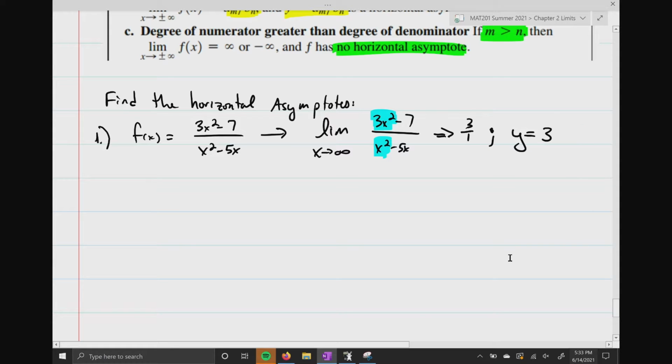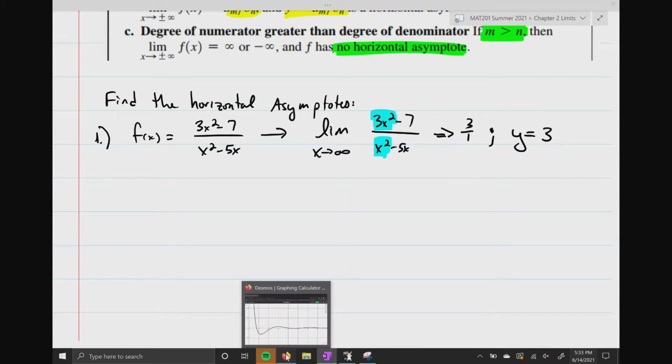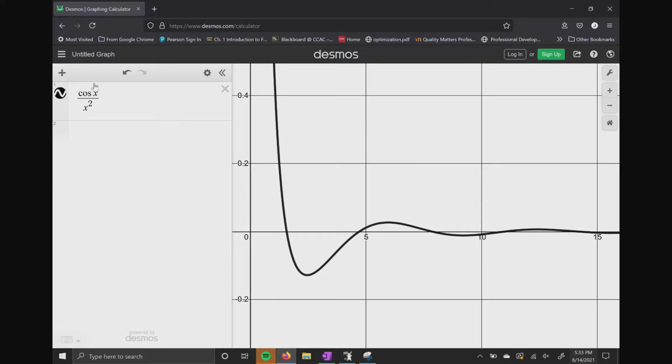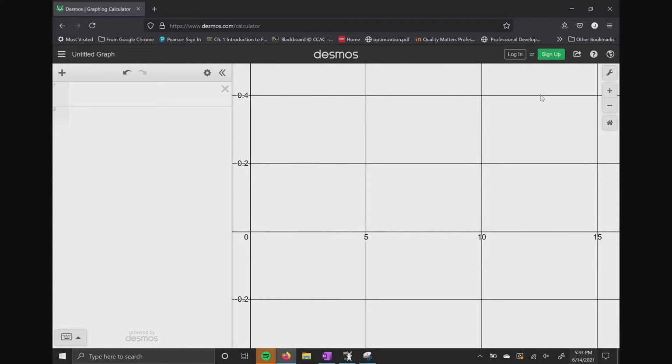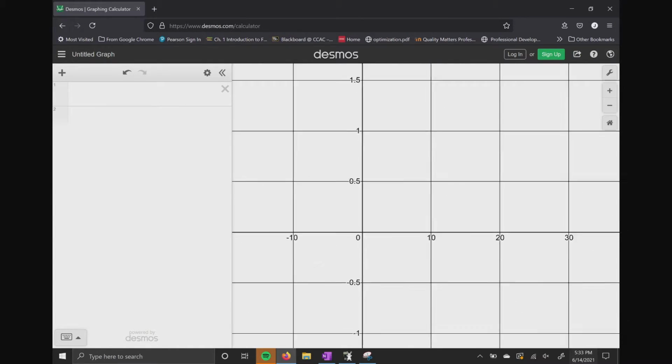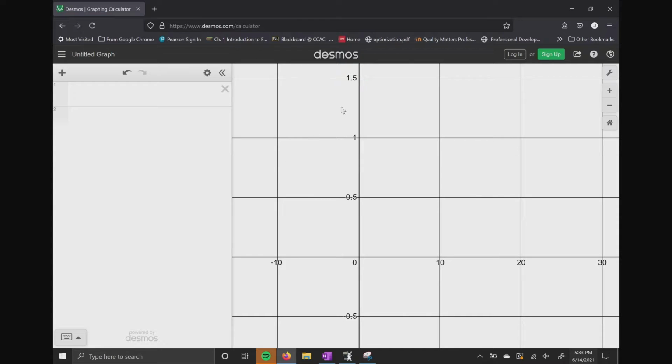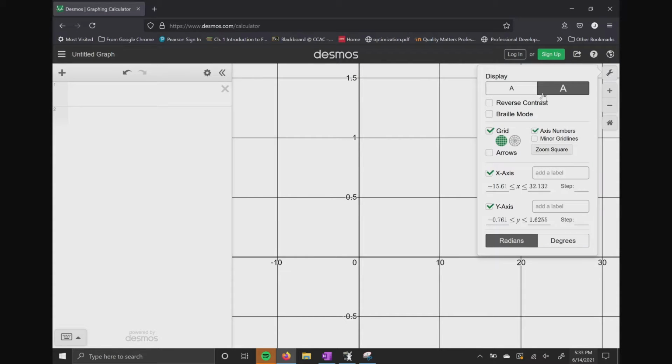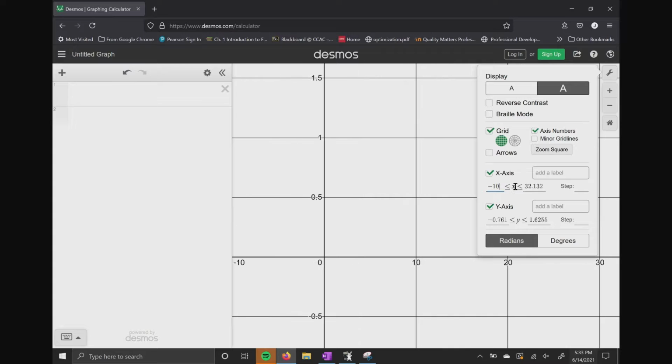So let me show you what that looks like. Let me go over to Desmos here. Let's get rid of this example. Let me kind of just zoom out and try to standardize this a little bit. Actually, I think it'd be easier if I just type in what I need. So I want x to go from negative 10 to 10.